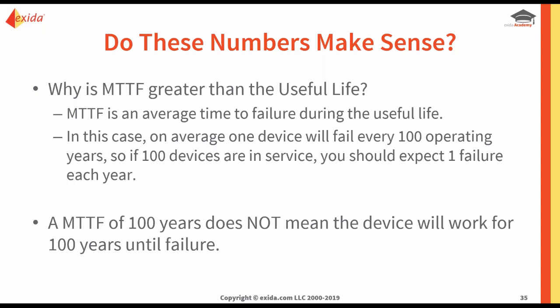In this case, on average, one device will fail every 100 operating years, which means if you have 100 of this device in service in your system, you can expect one failure each year. A mean time to fail of 100 years does not mean that the device will work for 100 years until failure. Again, it's only valid during the useful life.